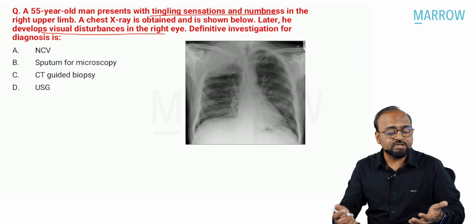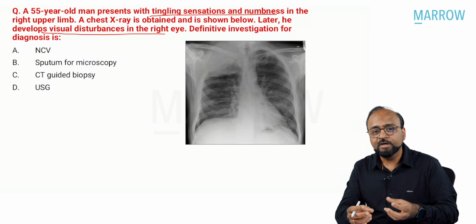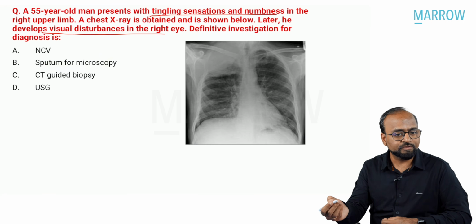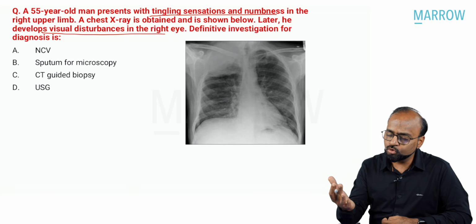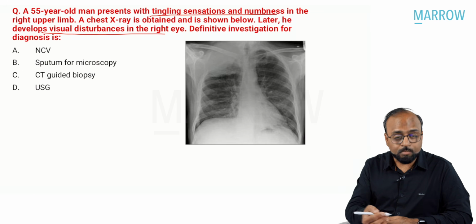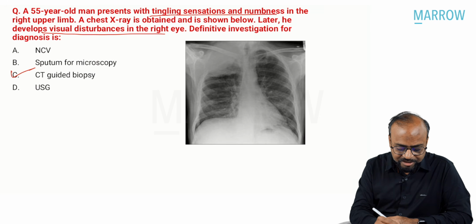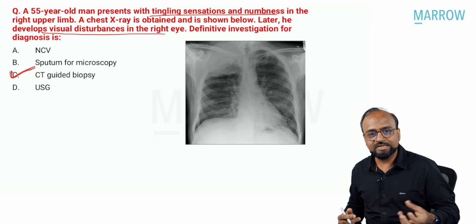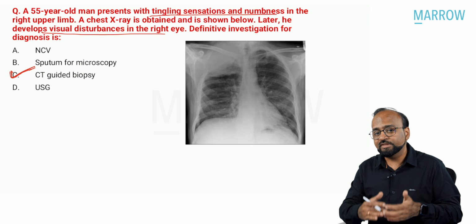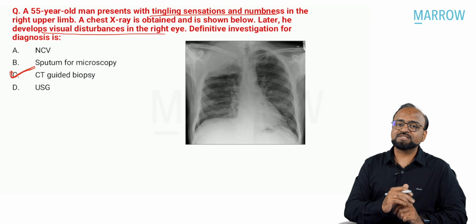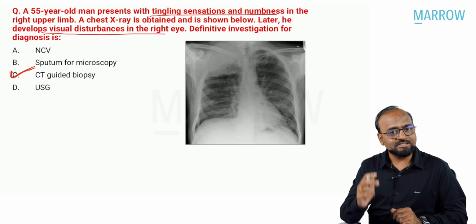The definitive investigation to obtain a histopathological diagnosis: nerve conduction velocity, no, it will not give you a definitive diagnosis. Sputum for microscopy won't be able to give you a definitive diagnosis. USG won't help in this case. So among the available options, yes, it is a CT guided biopsy. For a histopathological diagnosis, you have to do a CT guided transthoracic biopsy. If next time they ask you the overall imaging investigation of choice for this condition, it is going to be a contrast enhanced MRI.